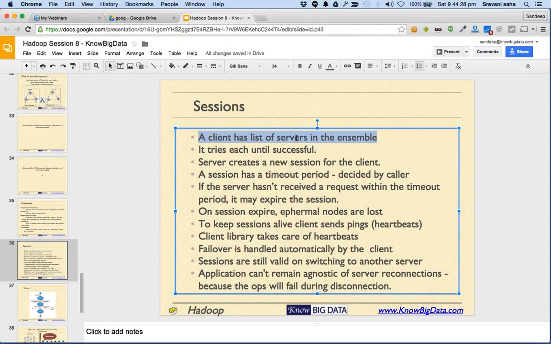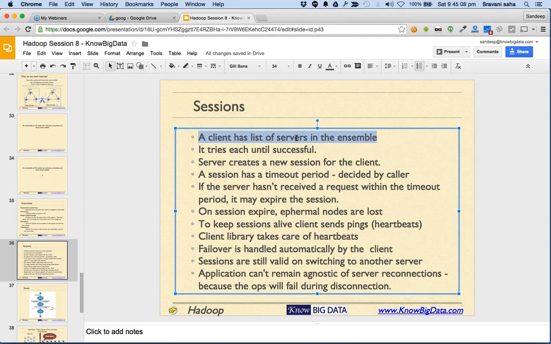As soon as the client connects to the server, the server will also maintain a session on the server side, the way an HTTP web server has a session. Similarly, Zookeeper also maintains a session on the server side for each user who is connected. Every session on the server side has a time period. Based on this time period, it figures out which sessions need to be deleted, and if a session is deleted, all the ephemeral nodes related to that session get deleted.